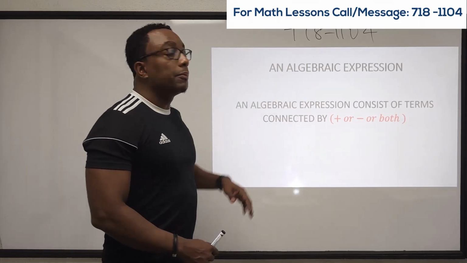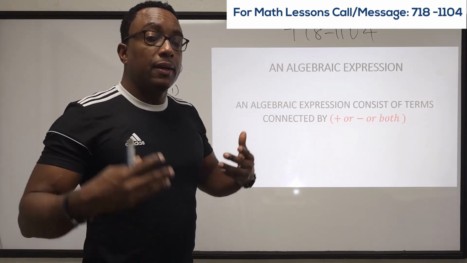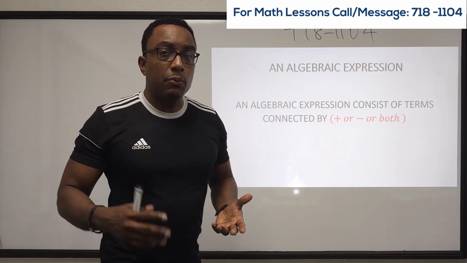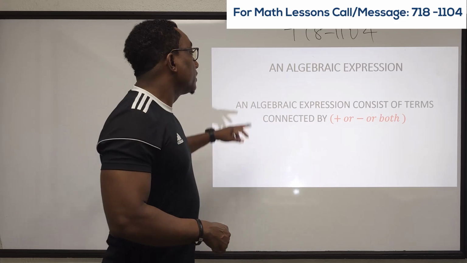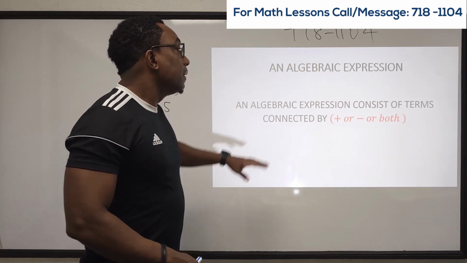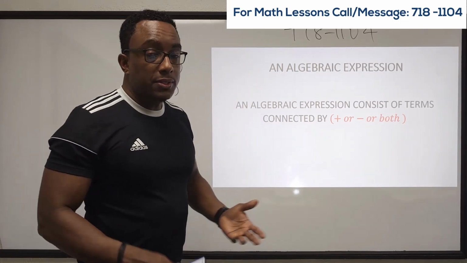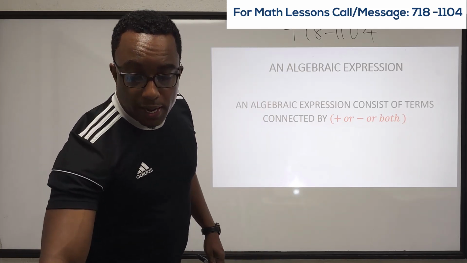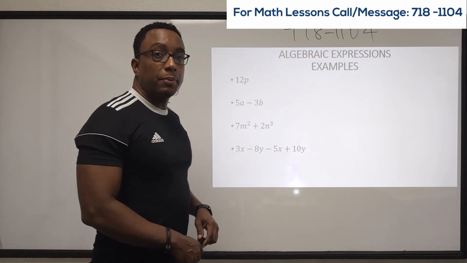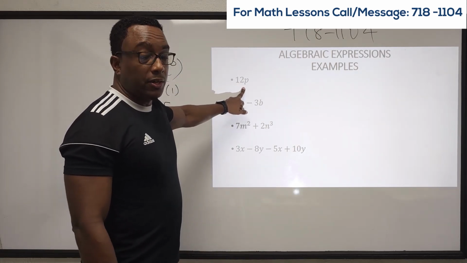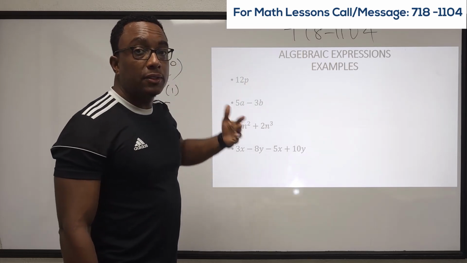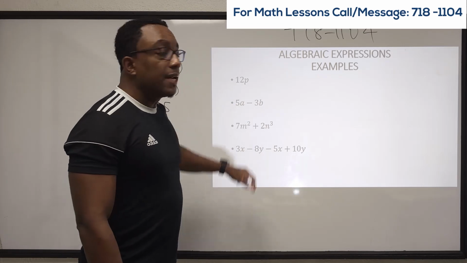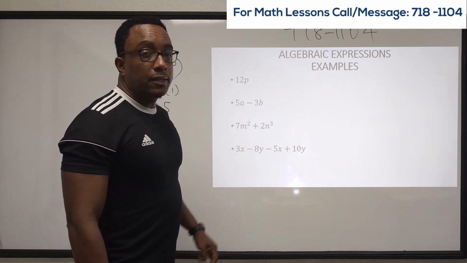So we have here an algebraic expression. And this is part of our objective, to simplify algebraic expressions, and we need to understand what is an algebraic expression. So an algebraic expression consists of terms connected by an addition or subtraction sign, or both addition and subtraction signs. So examples of algebraic expressions, if we have 12p, now this is a term, but it's also an algebraic expression comprising of one term.